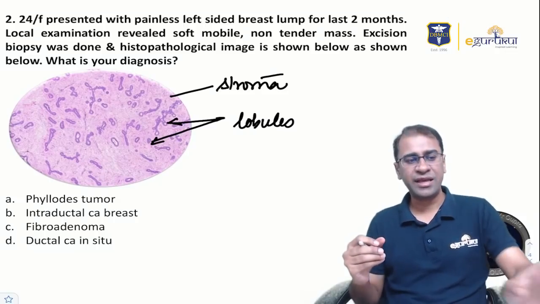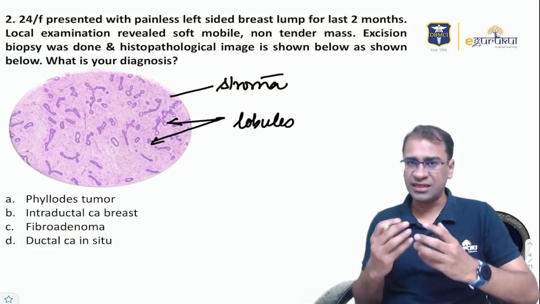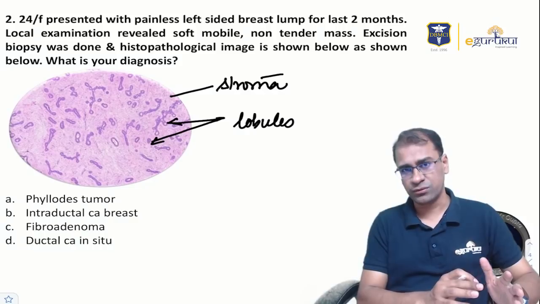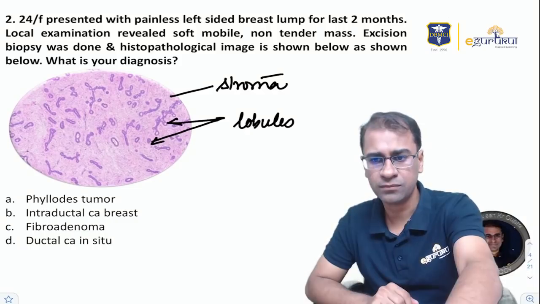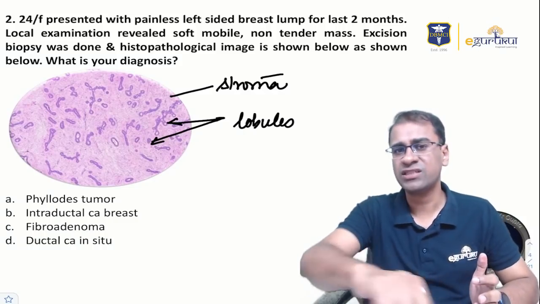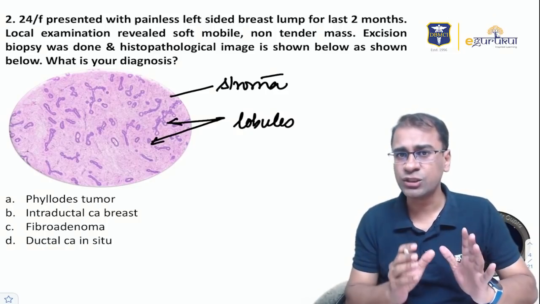Now, what you're seeing in the disease is that the stroma has increased and so have the lobules. With this history in mind, what you understand is that it is a case of fibroadenoma.